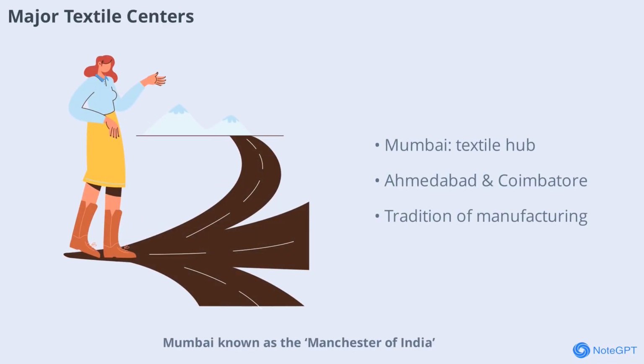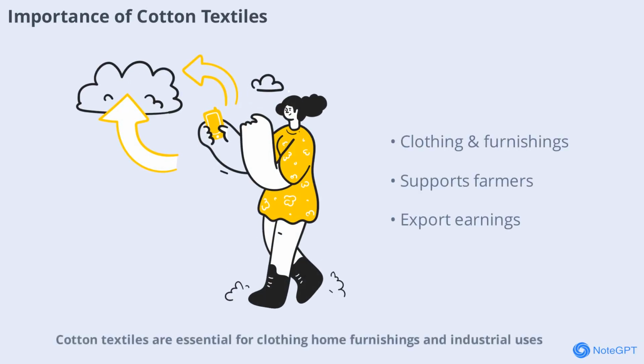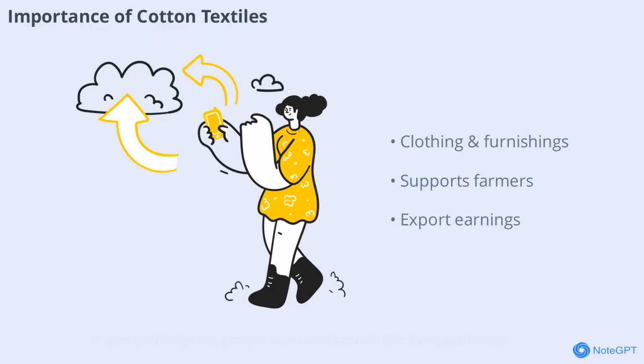Mumbai, known as the Manchester of India, is a leading center for cotton textiles. Ahmedabad and Coimbatore are also major hubs thanks to their access to raw cotton, skilled labor, and favorable climate. These cities have a long tradition of textile manufacturing. Cotton textiles are essential for clothing, home furnishings, and industrial uses. The industry supports farmers, provides jobs, and earns valuable foreign exchange through exports. It also promotes the growth of related sectors like dyeing, printing, and packaging.